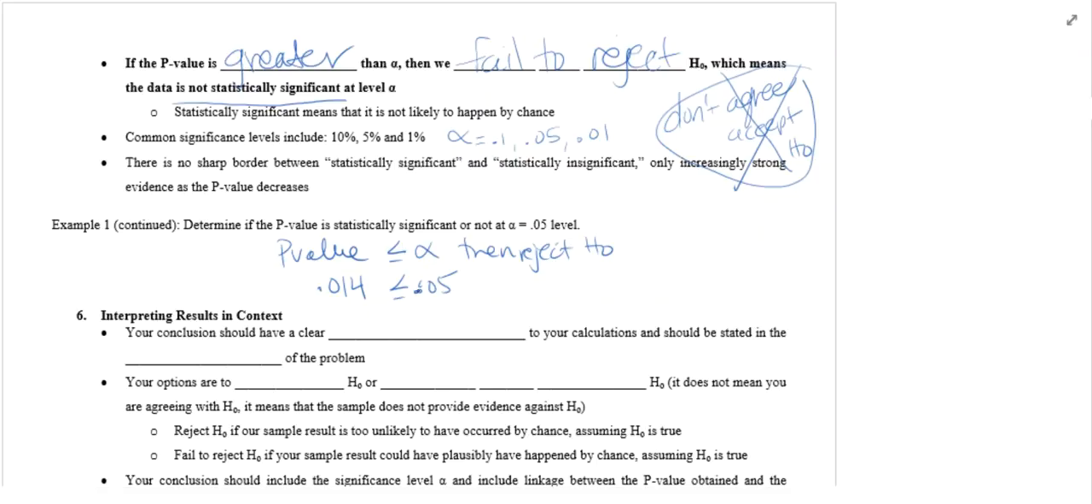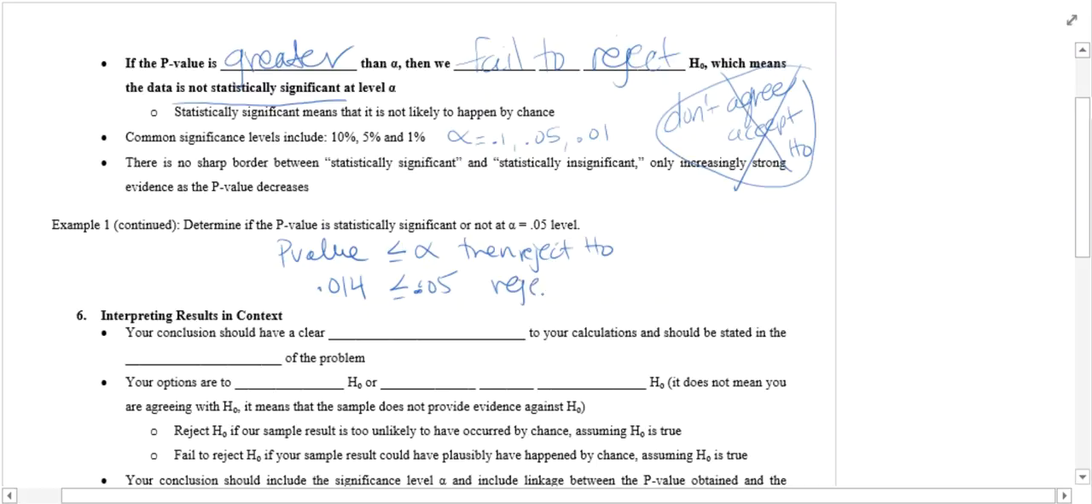Okay, so 0.014, is that less than 0.05? Sometimes people have problems comparing small decimals like this. So in your head, you can always multiply it by 100. So you're comparing: is 1.4 less than 5? Okay, it's the same thing. So yes. Then we're going to reject the null. That's our decision. We're rejecting the null.